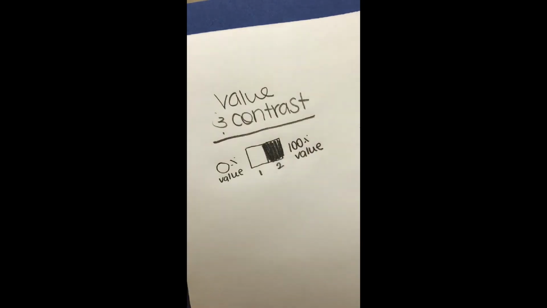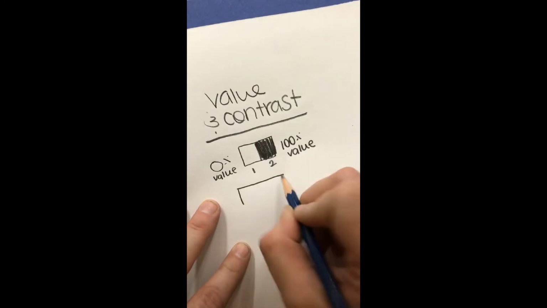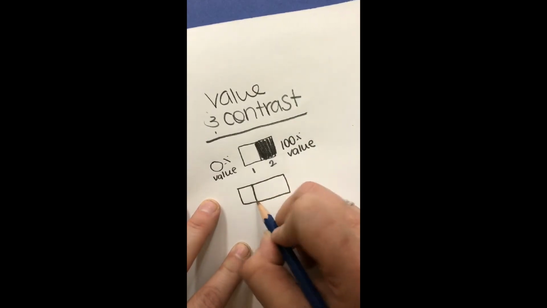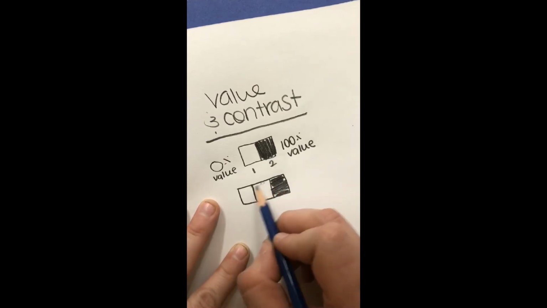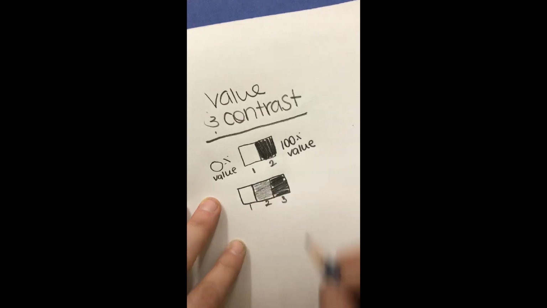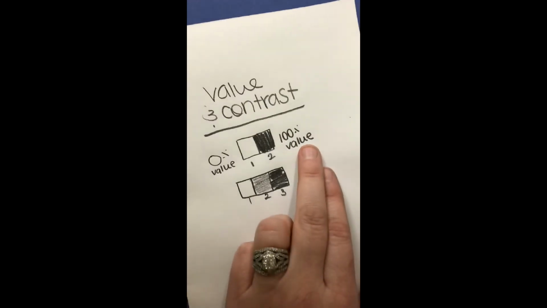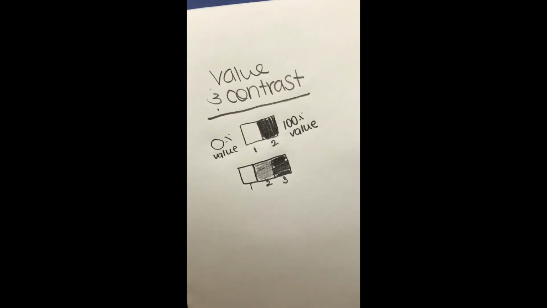Now, your value scale, like I said, can be as simple as 1 and 2. Your value scale can go up, and you can have a 3 value. So you still have your white and your black, and then in between you would put your gray. So we got 1, 2, and 3 now. We still have a 0% value, and we still have a 100% value, but now we're putting color in between. So in reality, your value scale could be 1 to 100. It could be 1 to 65, 1 to 39.